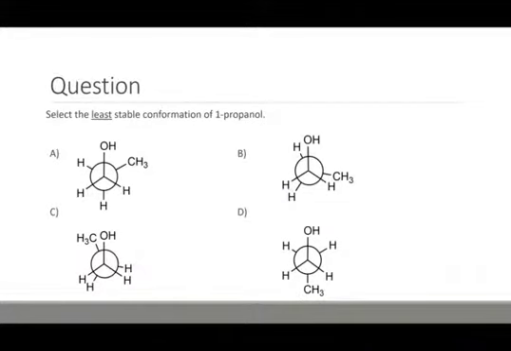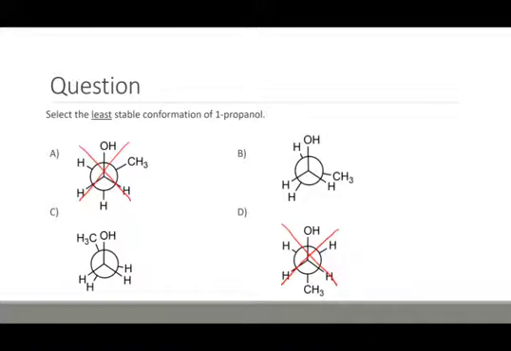Okay, so let's try out a question now using a new molecule. Let's identify the least stable conformation of 1-propanol. Now remember, in general, we know that if something is staggered versus eclipsed, eclipsed conformations are always less stable. So I'm going to get rid of our staggered options. This is a staggered option, and this is a staggered option. Here are our eclipsed options.